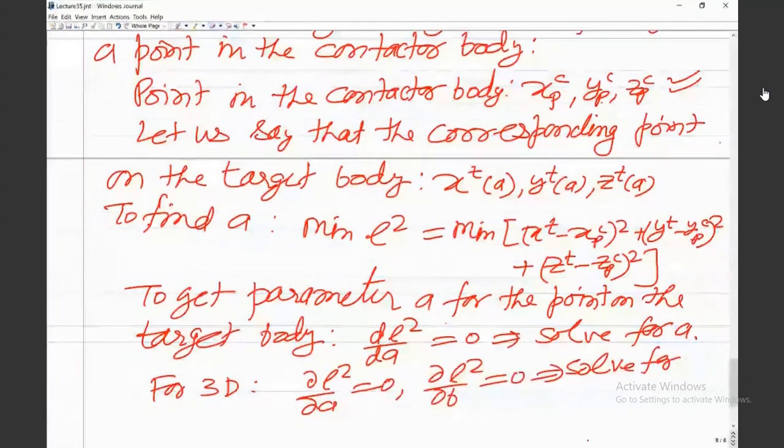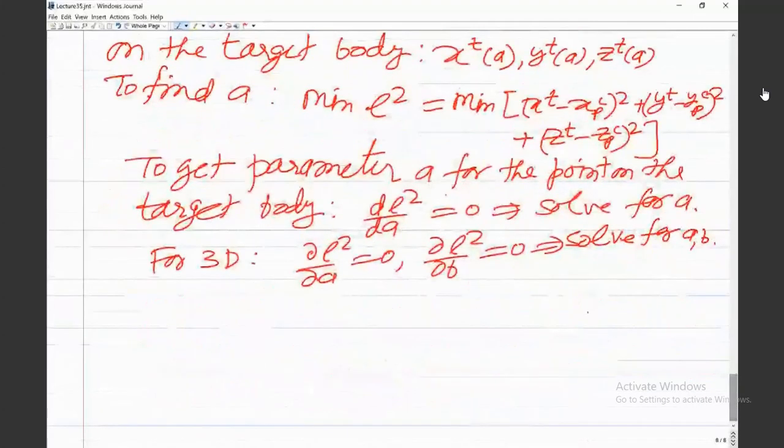Solve for A and B, A comma B. So depending on the problem. Once you have done this, you have chosen a point on the contactor body, and then through this process you have found the point closest to the target contactor point in the target body. And once you have done this, then you can do the gap calculation, that G.